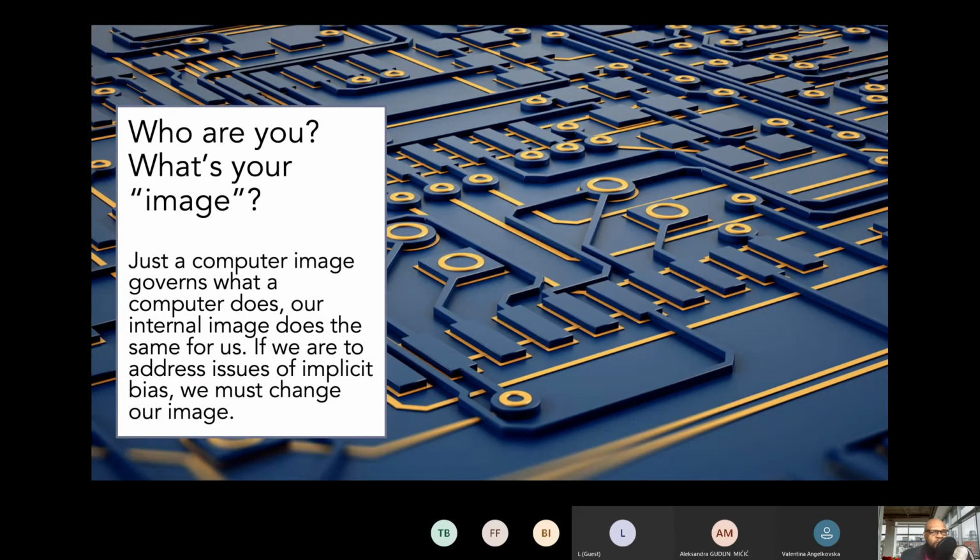Who are you? What's your image? I asked earlier about who are you, and we talked about your values and the things internally. We talked about that a little bit. This slide gives us the opportunity to really come back around full circle and to really look at it from a technology standpoint.